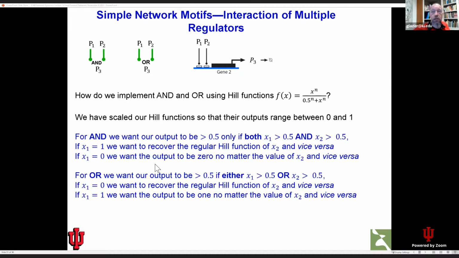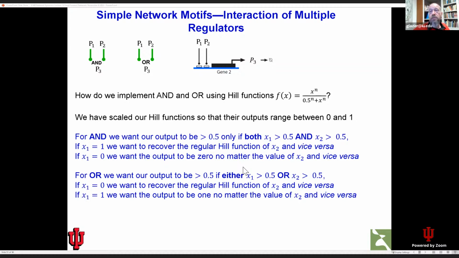Here are the rules that we want. For an AND gate, we want our output to be bigger than a half only if both x1 and x2 are bigger than a half. If x1 is 1, we should get our Hill function of x2 and vice versa. As if one of them is turned on completely, the other one should just behave by itself. If one of them is 0, the output should be 0 no matter what. Those are the logical rules that we need.